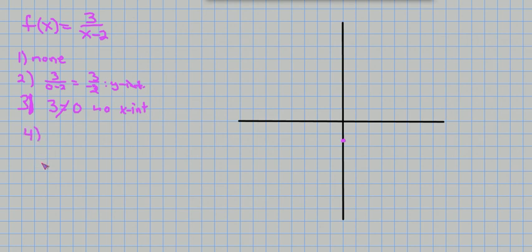The fourth thing that we're looking for was our vertical asymptotes. Now again, our vertical asymptotes, we take the bottom and we set that equal to 0. So we're going to do x minus 2 equals 0, add 2 to both sides, and I just get x equals 2. So x equals 2, I'm going to go out here, and this becomes my vertical asymptote.